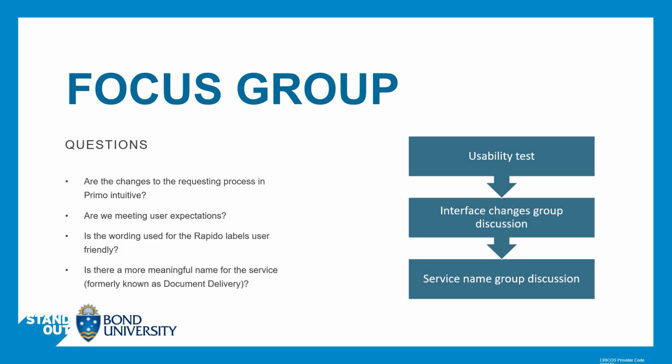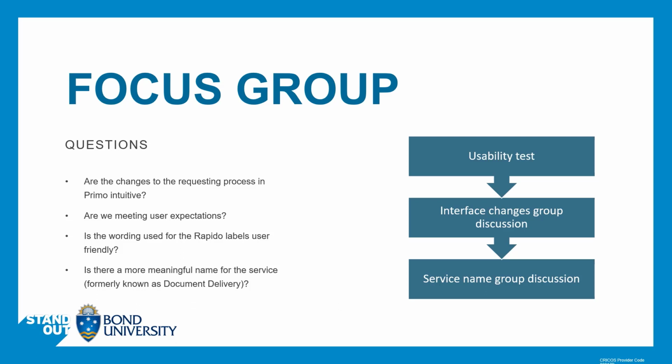I pinpointed certain aspects of the requesting process in Primo that we needed feedback on. The usability test focused on a scenario where the user was trying to find a specific book, and each part of the usability test looked at different aspects of the requesting process. The rest of my presentation will focus on 2 different tests that I created in Qualtrics as part of the usability test. And if anyone is keen to do something similar with Qualtrics or another survey tool, hopefully you'll find it useful.